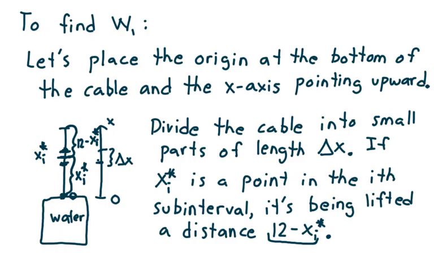To find W1, let's place the origin at the bottom of the cable and the x-axis pointing upwards, so pointing in the positive direction. We're going to divide the cable into small parts of length delta x, and if x sub i star is a point in the ith subinterval, it's being lifted a distance of 12 minus x sub i star.